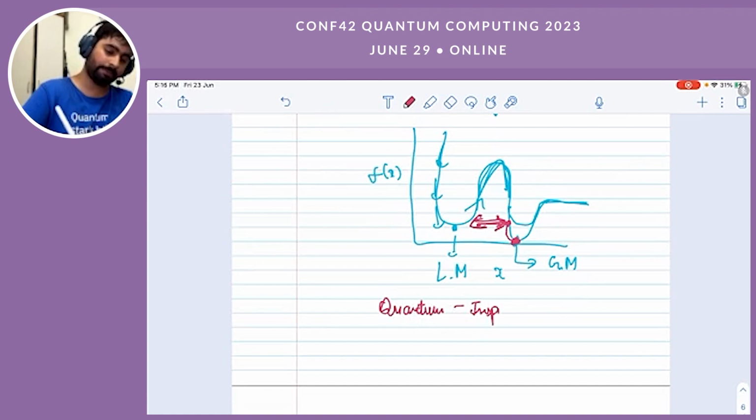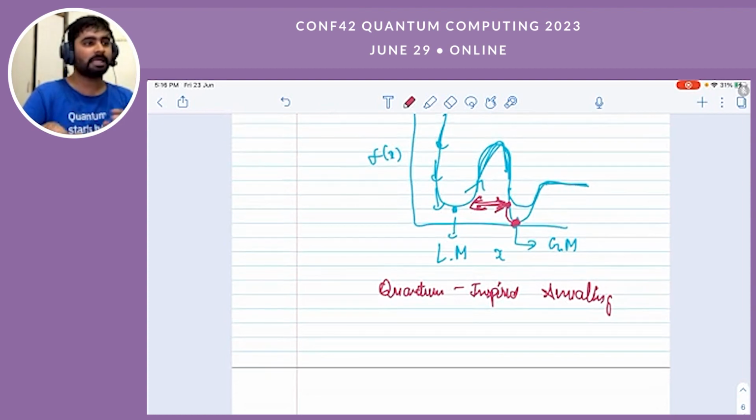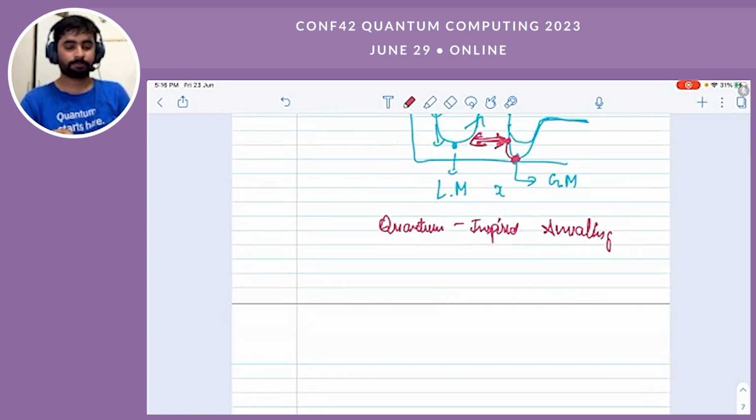Quantum inspired annealing algorithms, which I think you do have a session on again. So I won't go into much detail about this, but it is another important concept which we use when designing quantum annealing algorithms. Okay, so these were the two major ones.